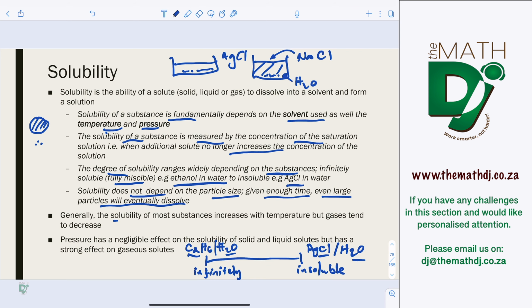Generally, the solubility of most substances increases with temperature, but for gases it tends to decrease. So basically, if you want to do an experiment at home, you can have 2 cups or 2 glasses. In one you take maybe tap water, and in the other boiled water, just immediately after being boiled. If you put the same amount of salt in at the same time, you will see that it dissolves faster in the boiled water.